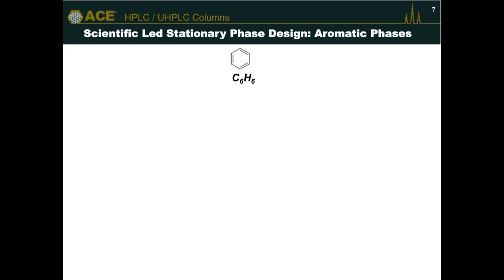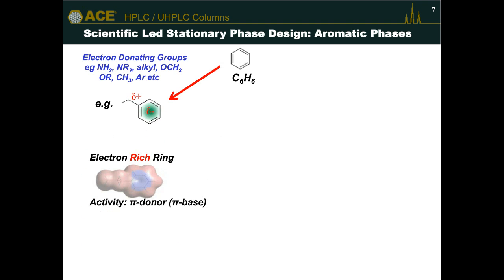Now, as I said earlier, the C18 chemistry is the most popular phase used all around the world. But what about other types of phases? So here we have an aromatic phase. We have a simple aromatic ring, and if we substitute onto this ring different types of chemistries, and here I have electron donating group examples, we have some amines, some alkyls, some alkoxy type groups and other types of aromatics and so on, we change the properties of that ring system.